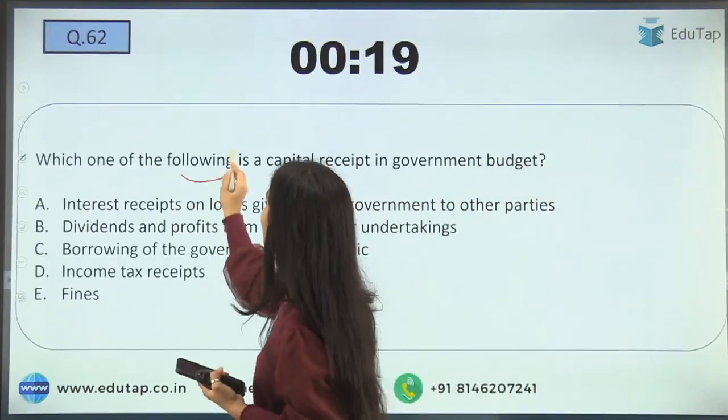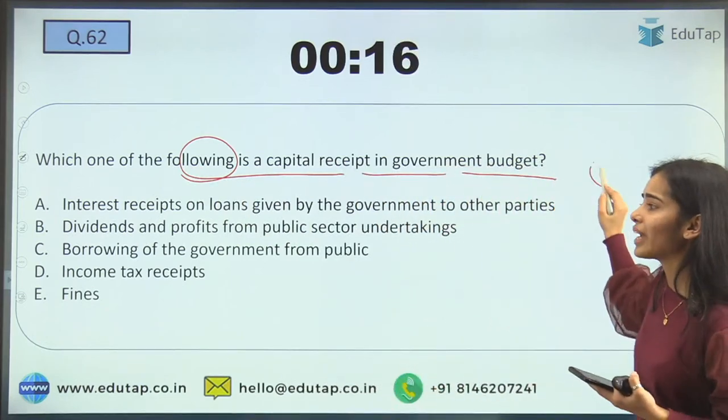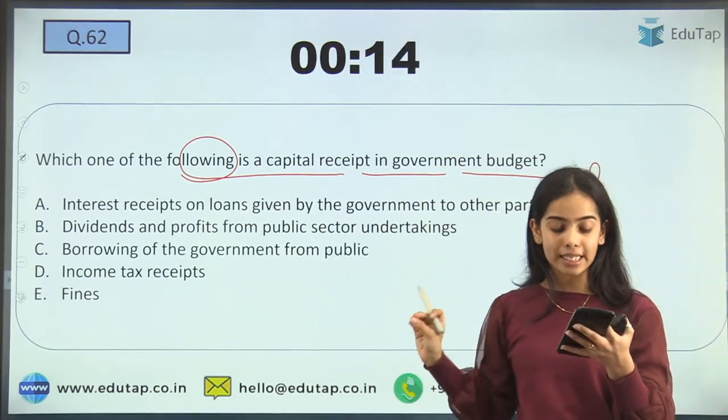Next question is, which of the following is a capital receipt in government budget? Very easy question. You shouldn't take even 10 seconds to answer this one.